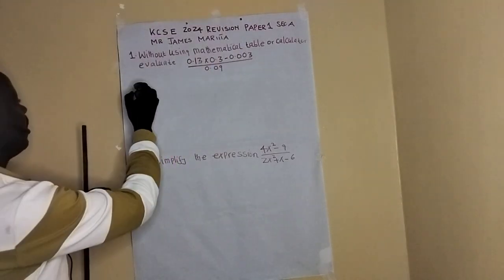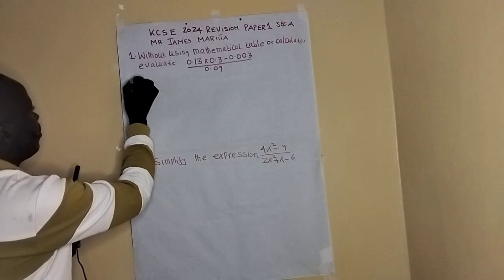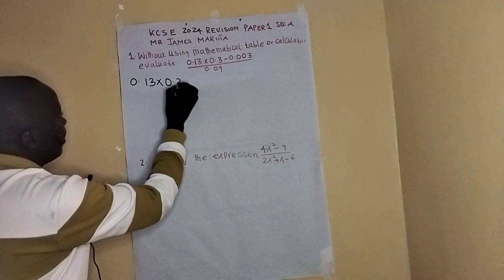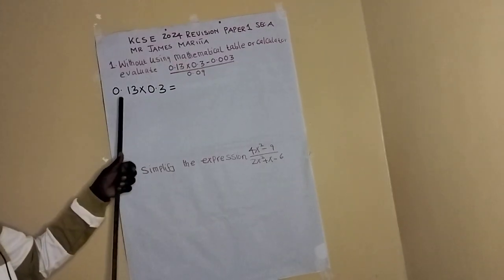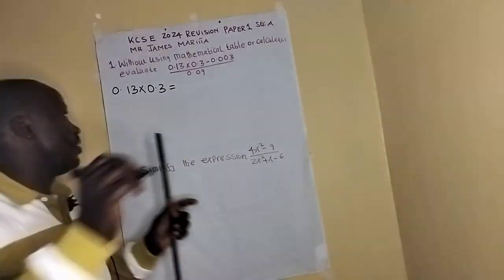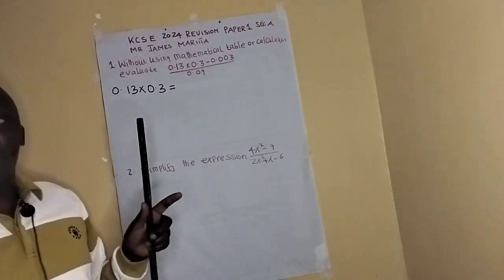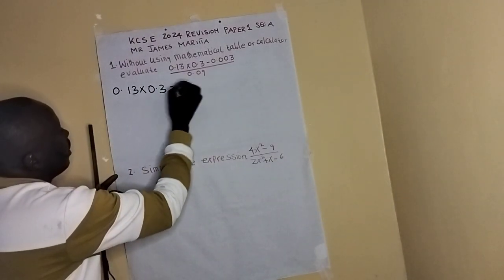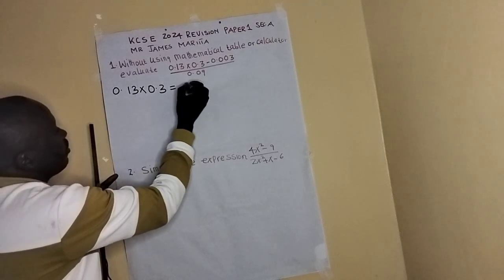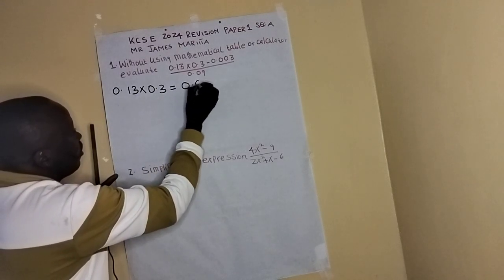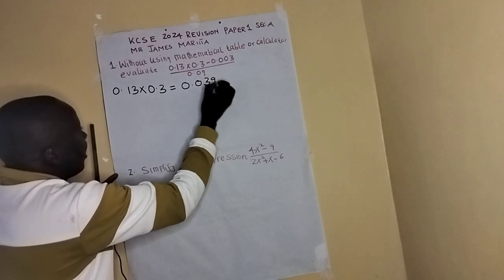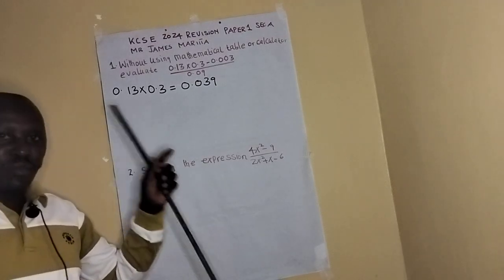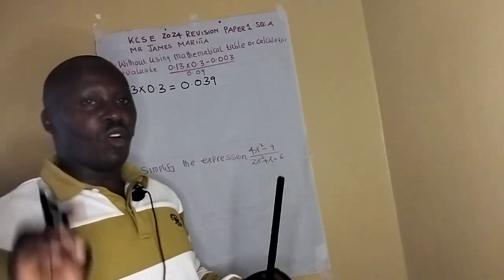The multiplication is 0.13 times 0.3, and this one is giving us 0.039. So this is how many decimal places? 1, 2, 3, so we have 0.039. That is 0.13 times 0.3, following the order of the operation of numbers.